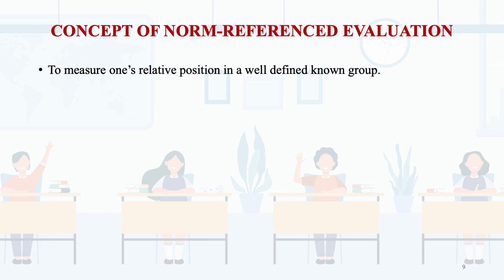Okay, now let us go forward to understand about the very concept of norm referenced and criterion reference test. First of all, our focus is on norm referenced evaluation or norm reference test. So here you see, norm reference test is used to measure one's relative position in a well-defined known group. So friends, here I am specifically focusing upon norm reference test, to measure one's relative position in a well-defined known group.